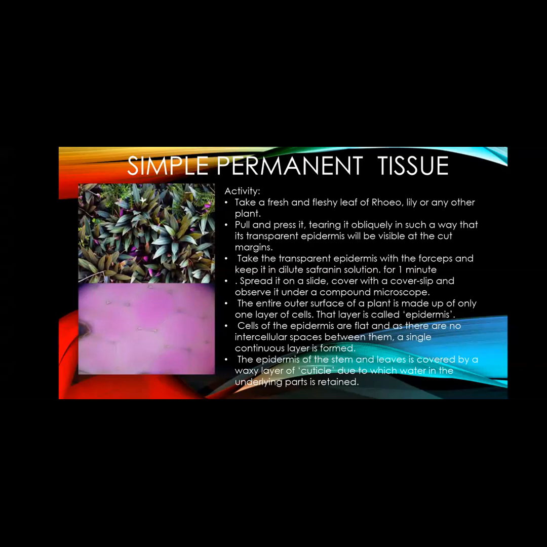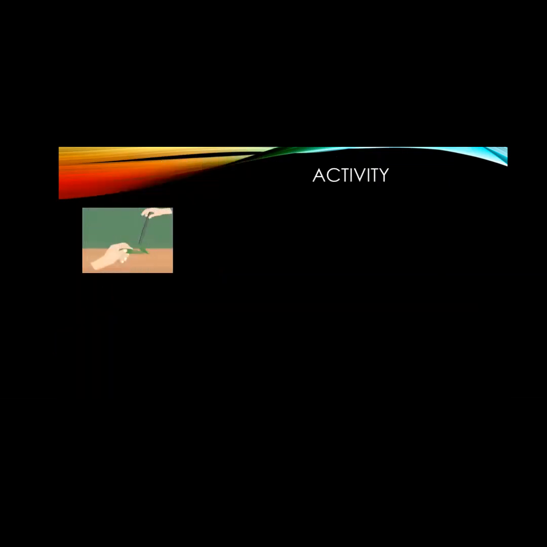Epidermis means the way we are having skin on our body. Similarly, the plant is having a thin layer of single layered cells which is known as epidermis. This epidermis is also covered by a waxy layer which is known as cuticle. Now, the cuticle helps in retention of water, for maintaining the water content.